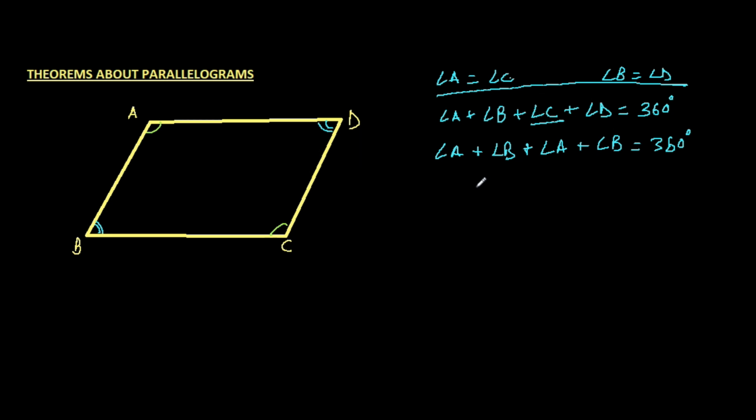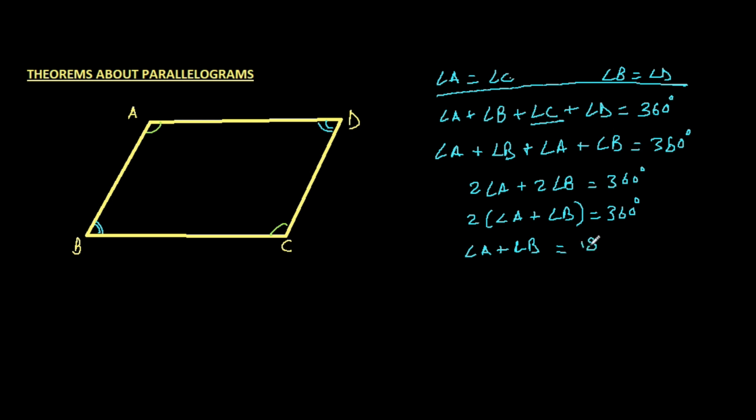Now that gives me 2 times angle A plus 2 times angle B is equal to 360 degrees. Or factoring out 2, I can say that 2 times (angle A plus angle B) is equal to 360 degrees. Now dividing both sides of the equation by 2, I get that angle A plus angle B is equal to 180 degrees.